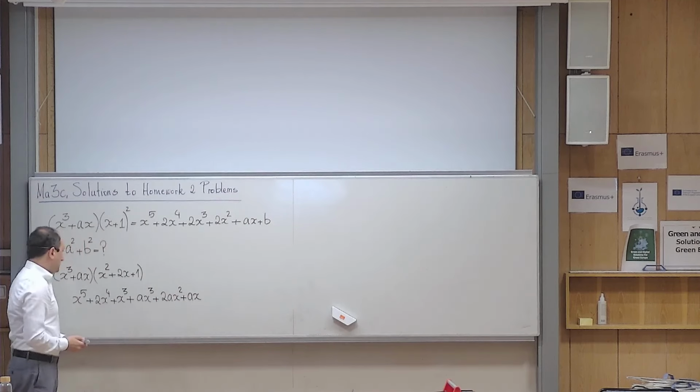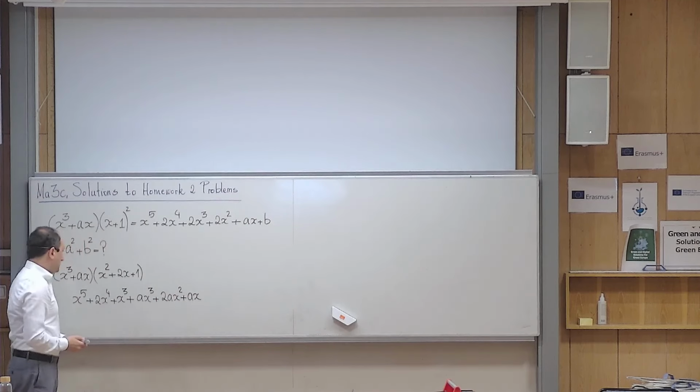So I have a fifth degree polynomial on the left and a fifth degree polynomial on the right. This equality should be valid for all choices of x. It means that I want to make the left-hand side identical to the right-hand side. This can happen if and only if, term by term, the coefficients are the same. So x to the 5 has coefficient 1, x to the 5 has coefficient 1, so there is nothing to do there. x to the 4 has coefficient 2, x to the 4 has coefficient 2, so that's nothing to do. But here the x cubed term has coefficient 1 plus a, and the right side cubed term has coefficient 2.